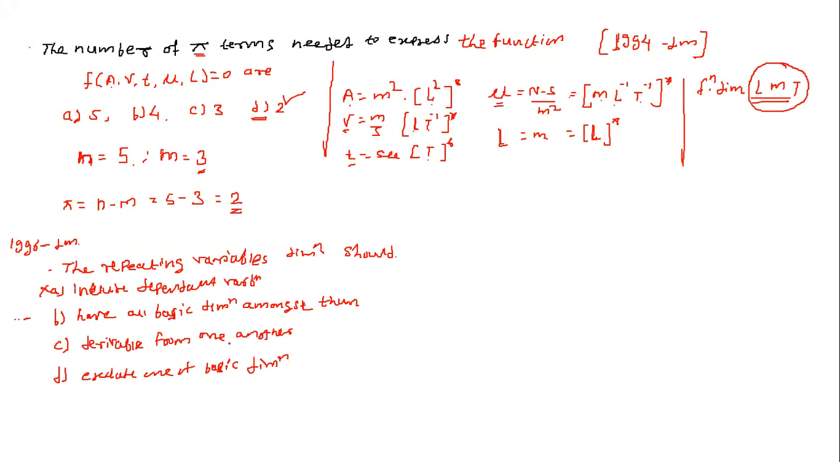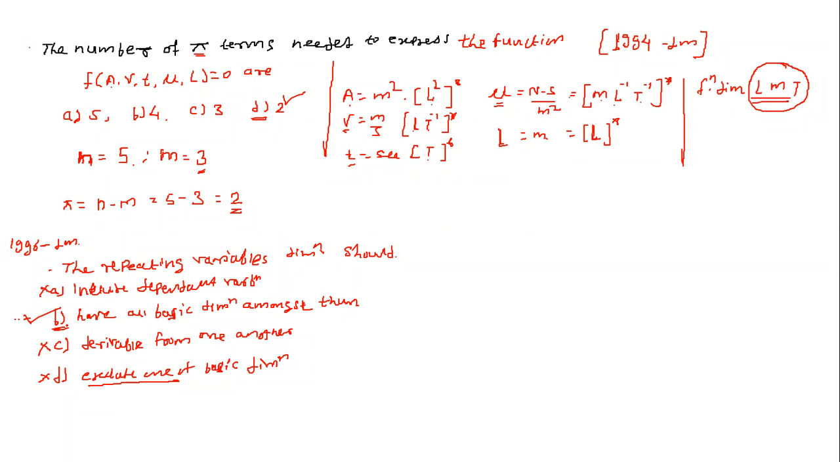Then the third one is derivable from one another. If they are derivable from one another, then it will not be a non-dimensional parameter, so this is also not applicable. And the last one, exclude one of the basic dimension, meaning one dimension out of the basic dimensions L, M, T should not be there, so this is also not applicable, because they should include all the fundamental dimensions. It means the correct answer for this is option B, that is they should have all the basic dimensions amongst themselves. Okay, this is related to the example question which was asked in the 1996 GATE examination.